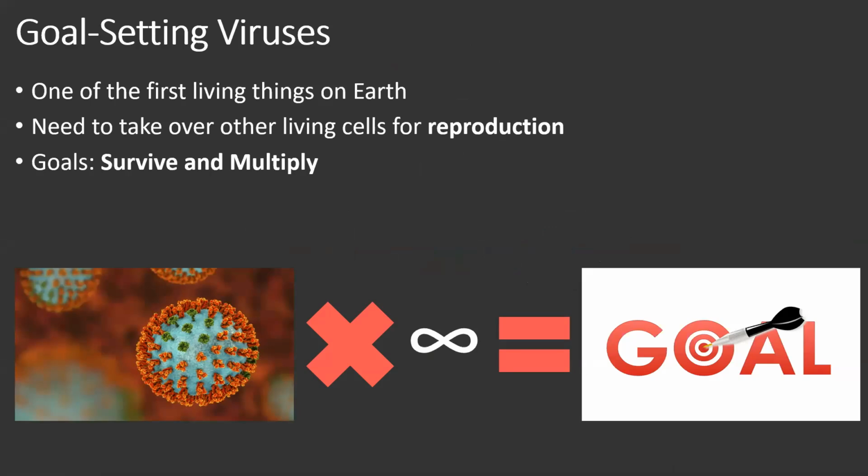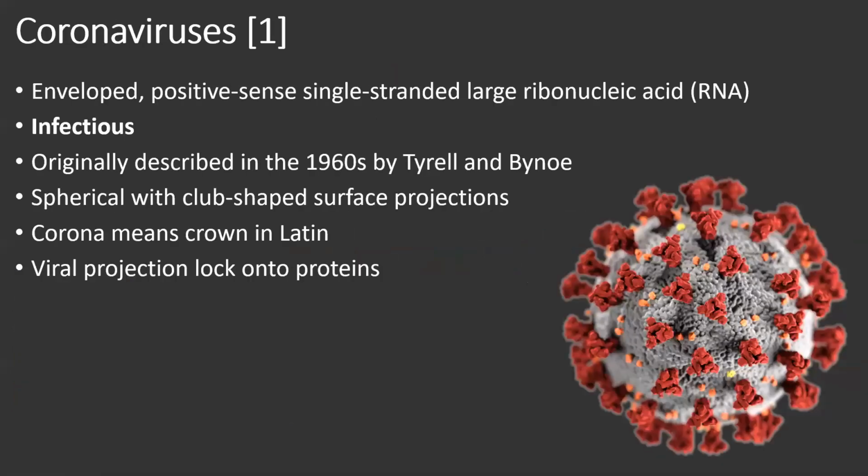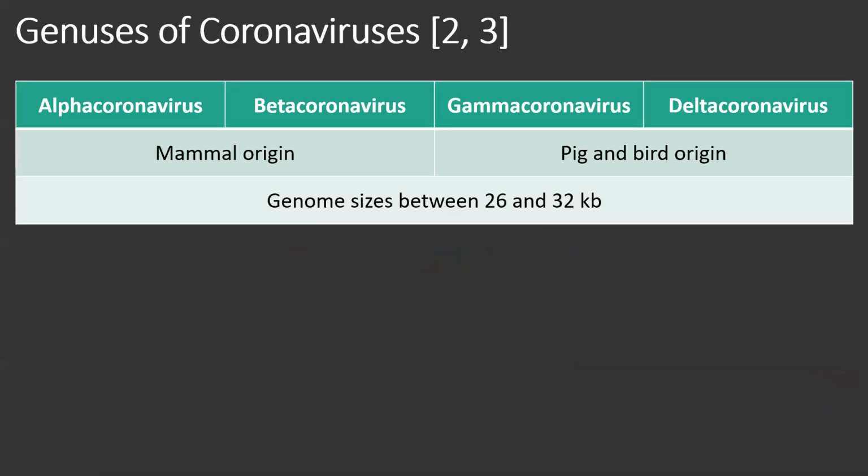Yes, so their goal is just to survive and multiply. And in fact, these viruses are actually better at spreading if their hosts do not turn out to be that unwell. Okay, so we have 4 genera, namely the alpha, beta, gamma, and delta coronaviruses that exist.